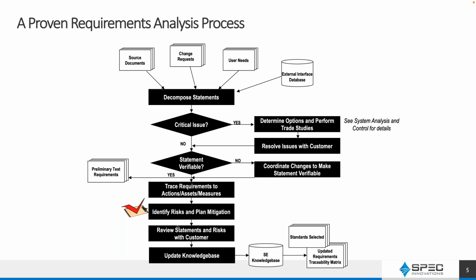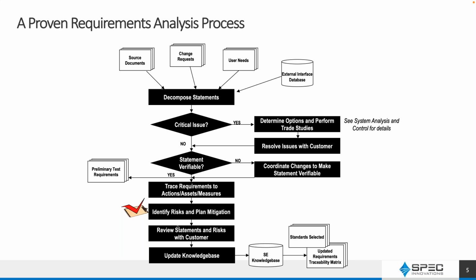Then the next decision diamond down there says statement verifiable. I say that because that's one of the most important factors. It's not the only quality factor we look at, but it is clearly one of the most important, because frankly, if you can't verify the requirement, it's a useless requirement because you don't know you met it or not, right? So that's obviously one of those key things. And of course, making sure you're going to coordinate those changes as you go through it.